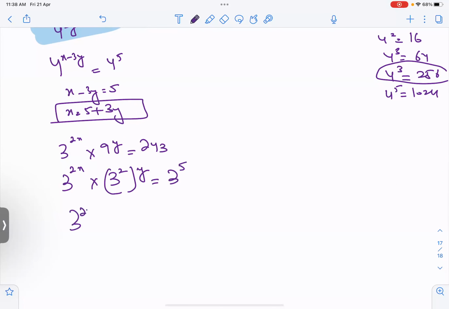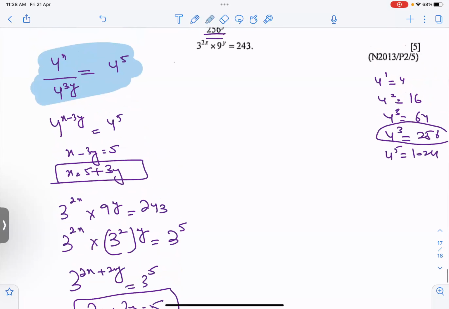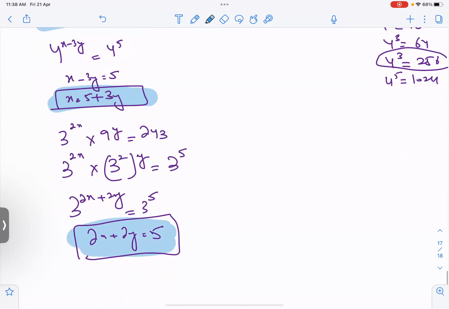Okay, 3 to the power 2x plus 2y, because see, they are being multiplied, so the powers will be added. 2x plus 2y equals 3 to the power 5. So 2x plus 2y equals 5. This is the second equation. And now, since I already have this equation and this equation with me, I can solve them simultaneously.